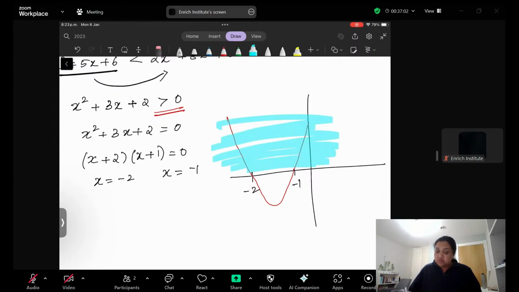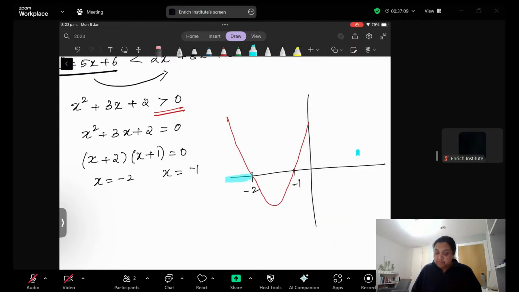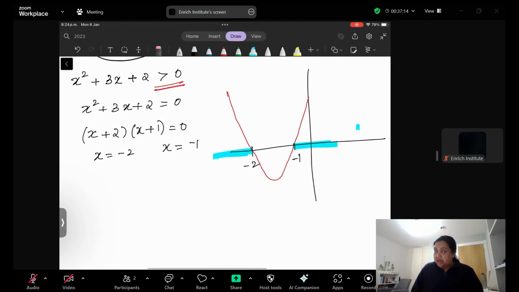Where is this portion lying? The graph is greater than 0 from here and from here. So then you will write the inequality as x is less than minus 2 or x is greater than minus 1. I hope this is clear.